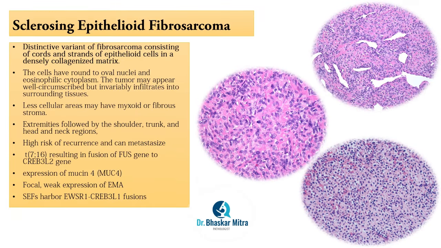Next again comes the sclerosing epithelioid fibrosarcoma. It is a distinct variant of fibrosarcoma consisting of cords and strands of epithelioid cells in a densely collagenized matrix. These cells have round to oval nuclei and eosinophilic cytoplasm. There is a high risk of recurrence among these tumors. They usually express the other fibrosarcomatous markers like MUC4. Focal weak expression of EMA may be seen among these cases.